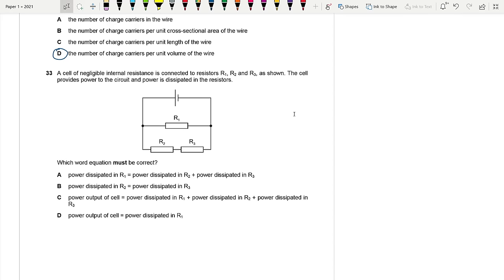Power dissipated in R1 is equal to power... Okay, basically look at this. This is a parallel circuit, okay? So R1 will be getting V, and R2 and R3 combined will also be getting V. That we know for sure. Are they identical? No.